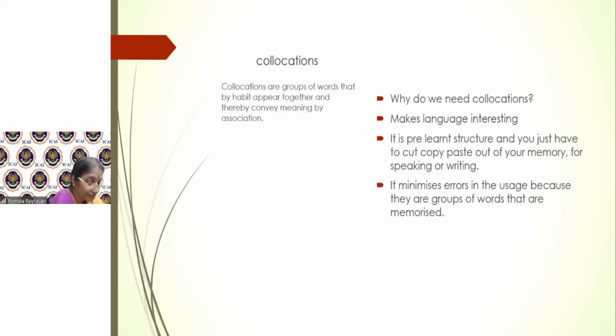Collocations are groups of words that by habit appear together and thereby convey meaning by association. For example, this I told you in the other class, but I'm repeating it because the term collocations may sound strange for you. You may not have heard this. This is nothing but the way a native speaker uses language.